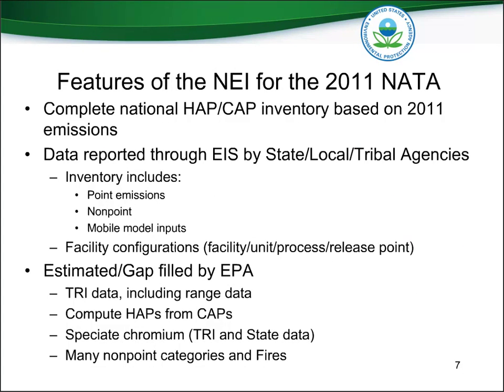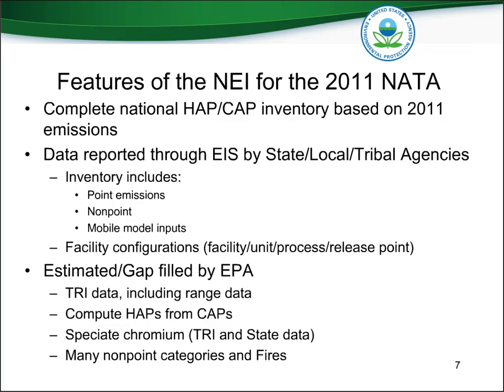So some features of the NEI: it contains both hazardous air pollutants and criteria air pollutants. The CAPs, criteria air pollutants, are required to be reported by states from the AERR, the Air Emissions Reporting Rule, but the HAPs are voluntary. So most of the data, as I said, from the NEI comes from state, local, and tribal agencies, submitted to our Emission Inventory System, EIS, which we started with the 2008 NEI.